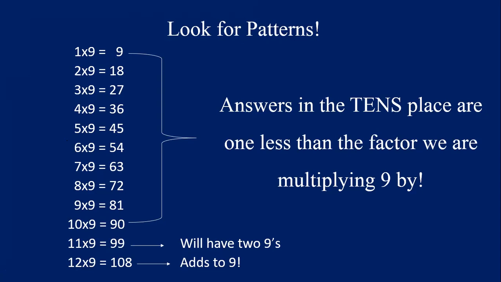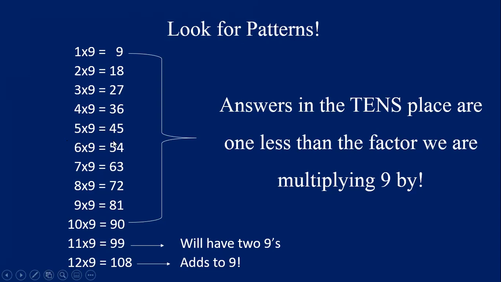Let's say I'm working with 6 times 9, and I don't remember the answer. Well, I know my answers are going to add to 9, and I know the number in the tens place is going to be one less than this factor. Well, my factor is a 6. So what's 1 less than 6? Well, that's a 5.